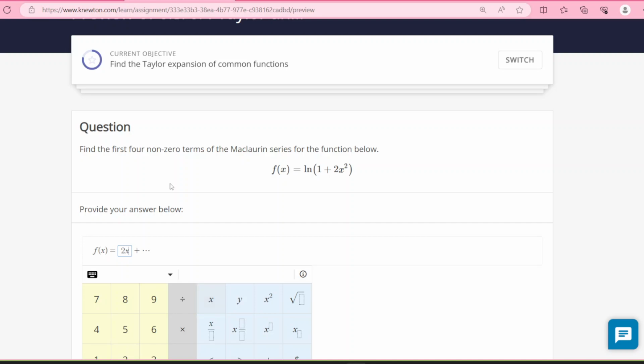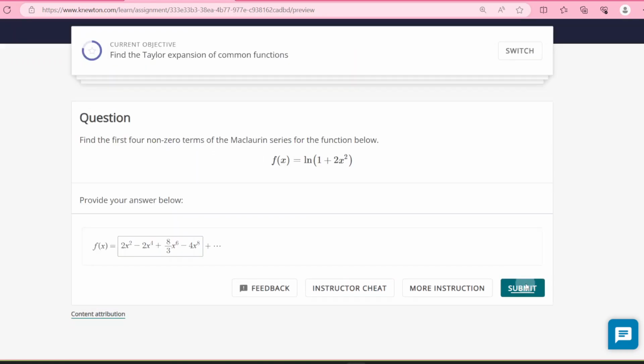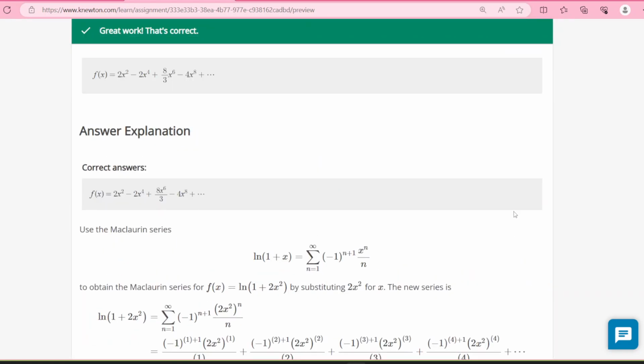So 2x squared minus 2x to the fourth plus 8/3 x to the sixth minus 4x to the 8th. That could be good. Wonderful.